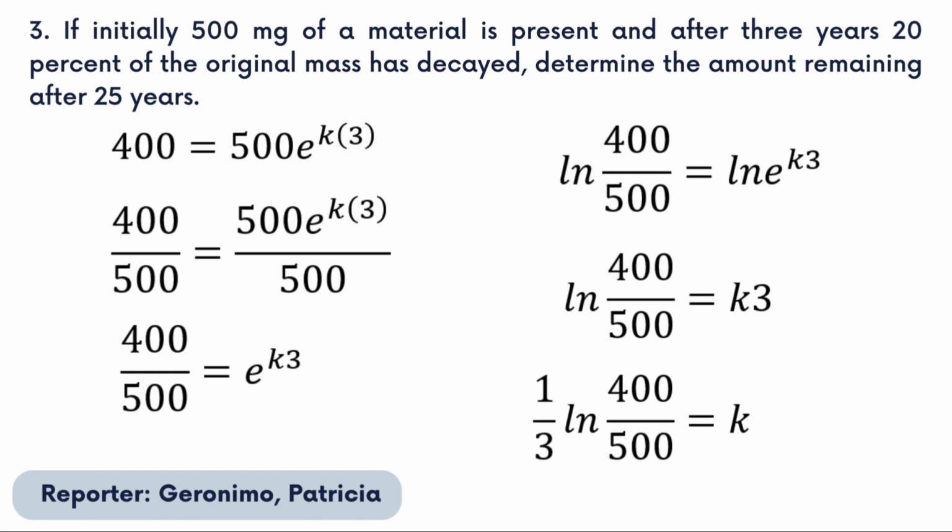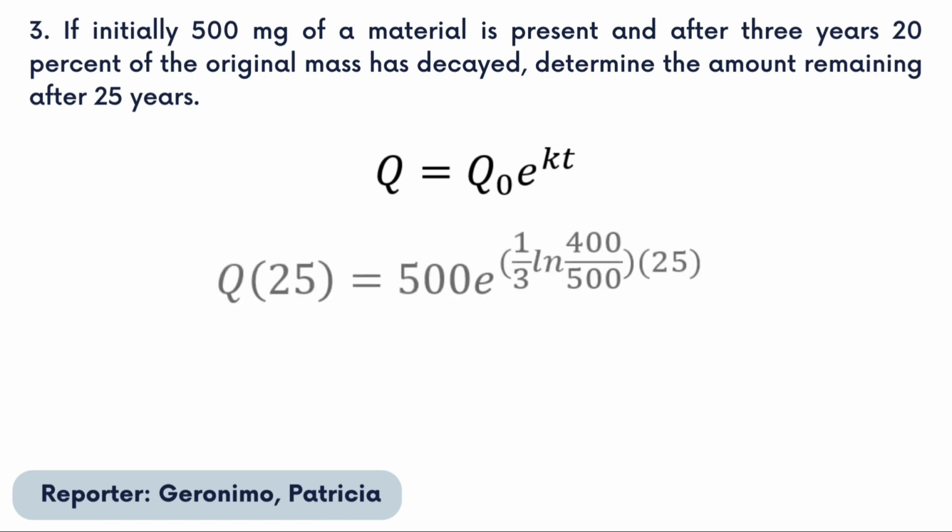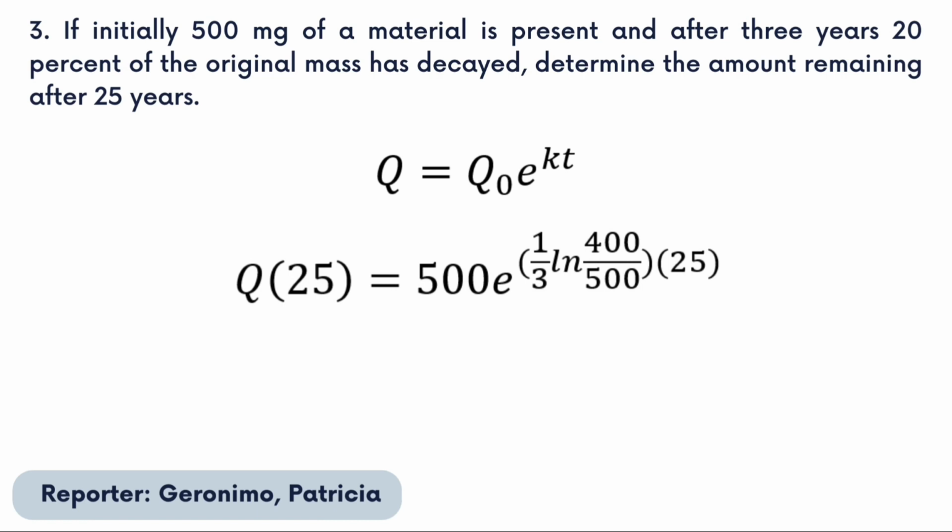Let's get the quantity remaining after 25 years. Our equation will be the same. Q is equal to Q sub 0 multiplied by e raised to kt. But our Q will be Q sub 25 since we're looking for the amount after 25 years. So Q sub 25 is equal to 500 multiplied by e raised to 1/3 ln 400 over 500 multiplied by 25, or the 25 years.